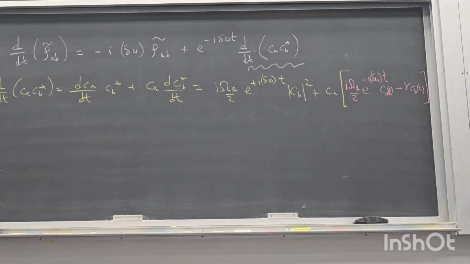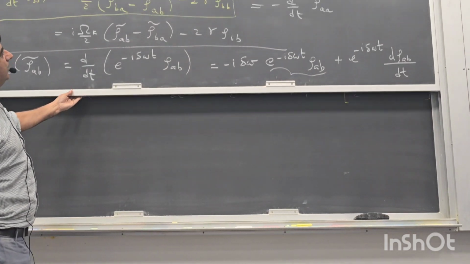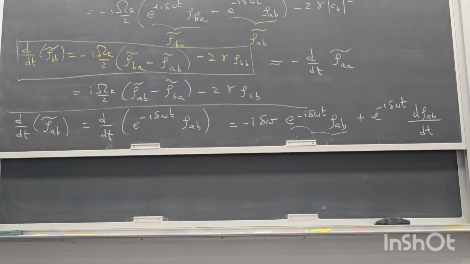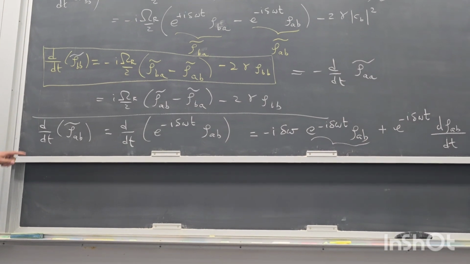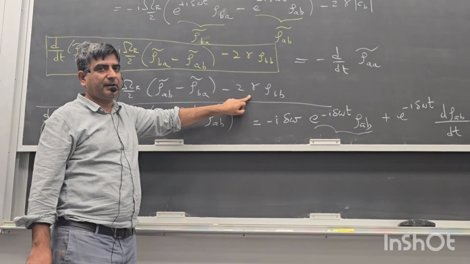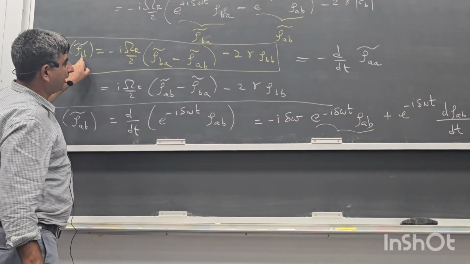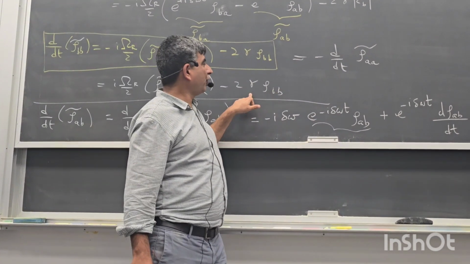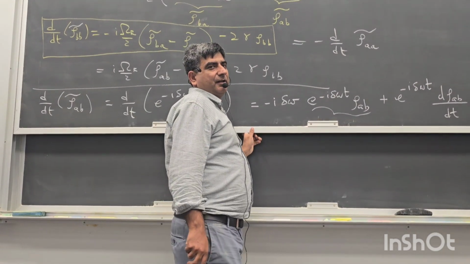Good question, it's a very good question. Phenomenologically you don't have to do that, because if you look at d rho bb, this is minus 2 gamma rho bb. If you look at the derivative of rho a, it already has a plus 2 gamma in it. Okay.